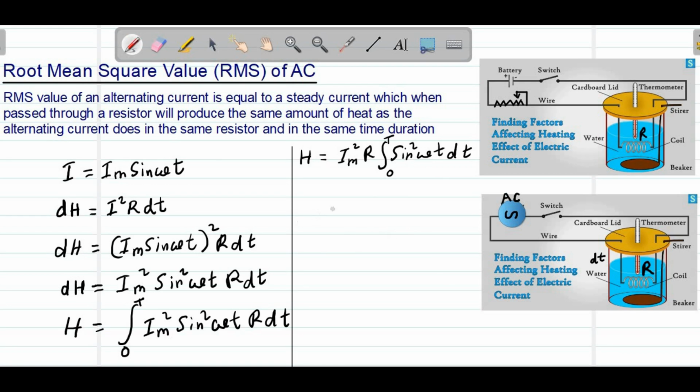When we integrate this expression, H is equal to Im square R times the integral of sin square omega t between 0 and T, and we get the final result as T by 2. After integrating sin square omega t and applying the limits 0 to T, the result of this integration is T by 2. So H is equal to Im square R into T by 2. That is the heat energy produced by the given alternating current when it passes through the coil.